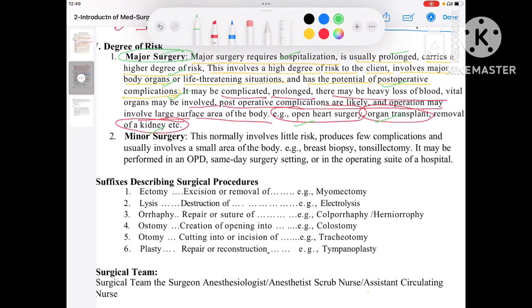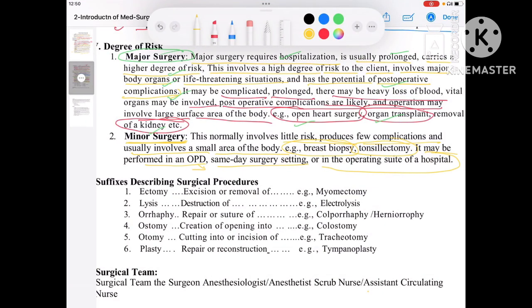Next, let's move to minor surgery. Minor surgery normally involves a little risk procedure, produces few complications, and usually involves a small area of the body. Examples are breast biopsy, tonsillectomy, removal of the tonsil. It may be performed in the OPD section, the outpatient department. They can conduct these kinds of procedures, and same day surgery in the operating suites of the hospital.